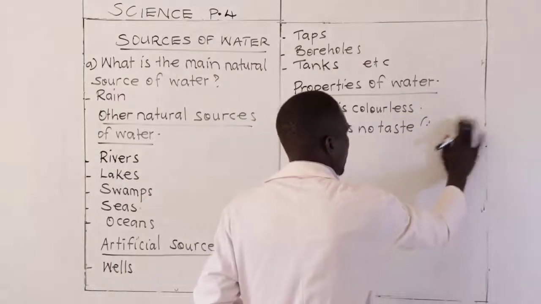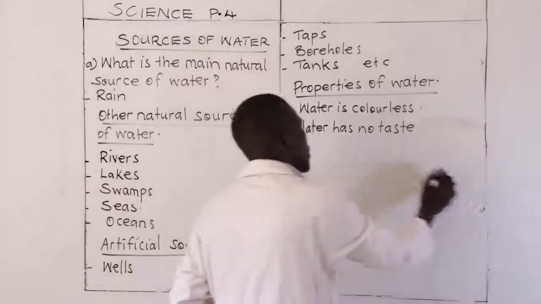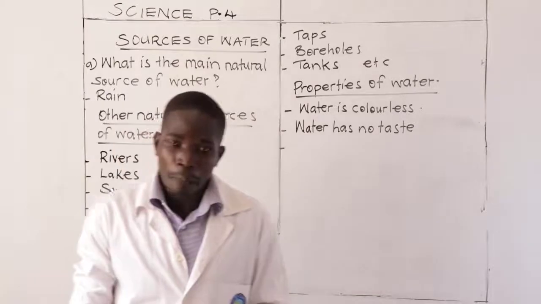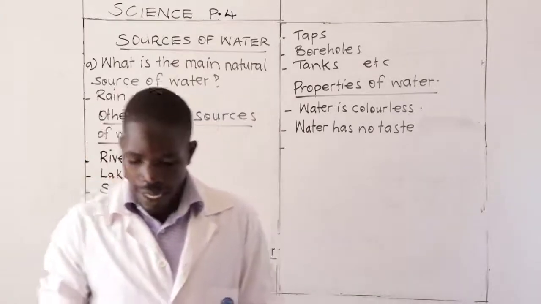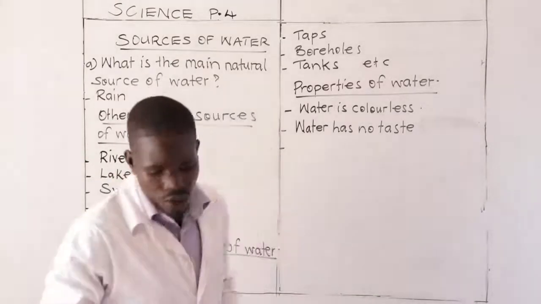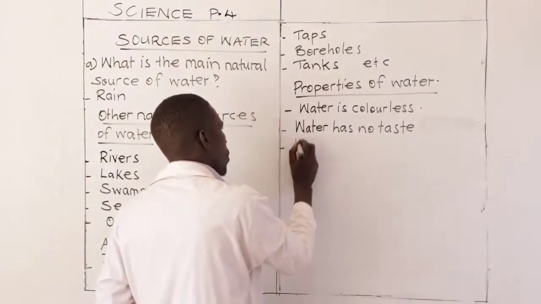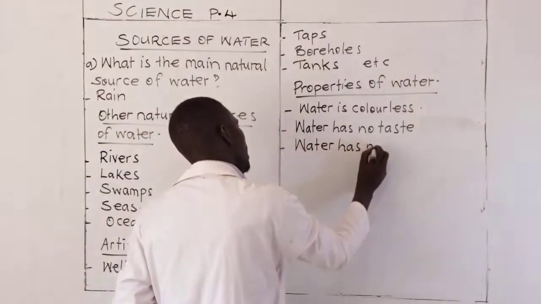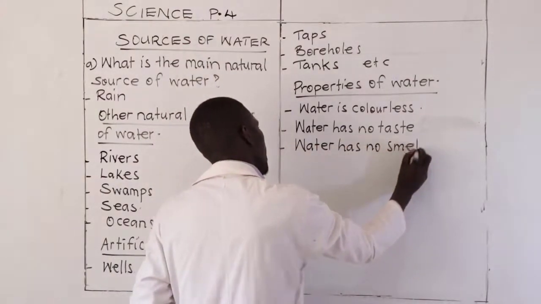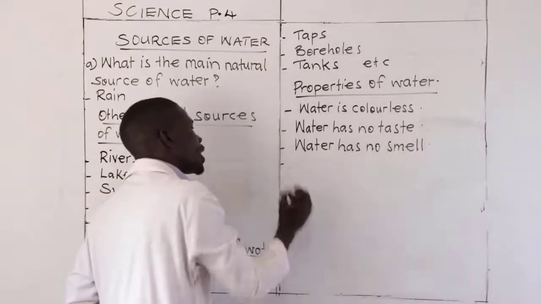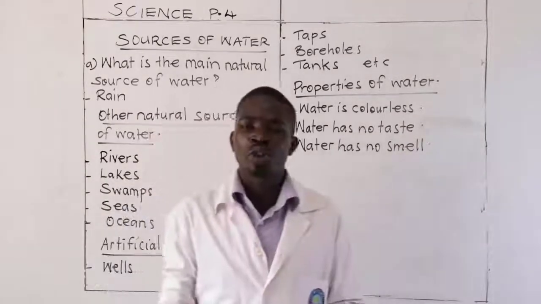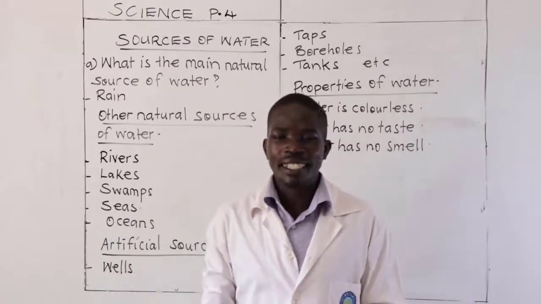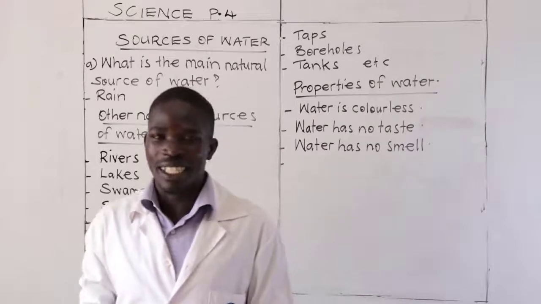Water is tasteless. What we have is no taste, meaning that it is tasteless. Another property of water: water has no smell. As a property of water, you can't tell me that water smells like chocolate. Water has no smell. Those are what we call the properties.